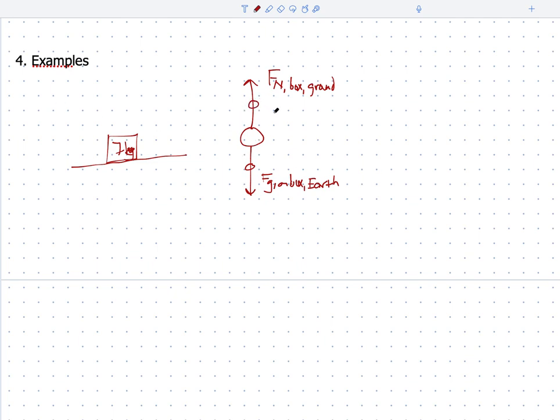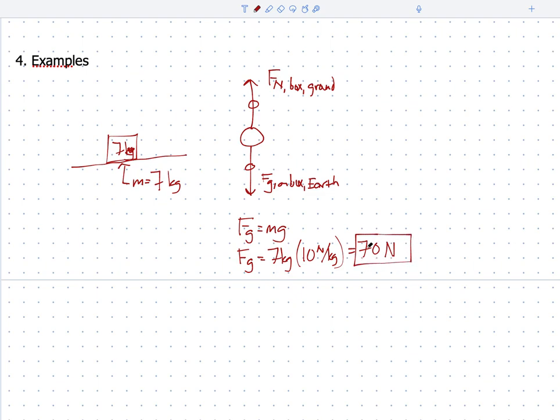All right, so if we want to know how big the force of gravity is, again, force of gravity equals mass in kilograms times little g. We know here that this mass equals 7 kilograms. So we can do force of gravity equals 7 kilograms times the little g, which is always 10 newtons per kilogram. And then the force of gravity will be 70. And again, the units for force are always newtons. So the force of gravity is 70 newtons.